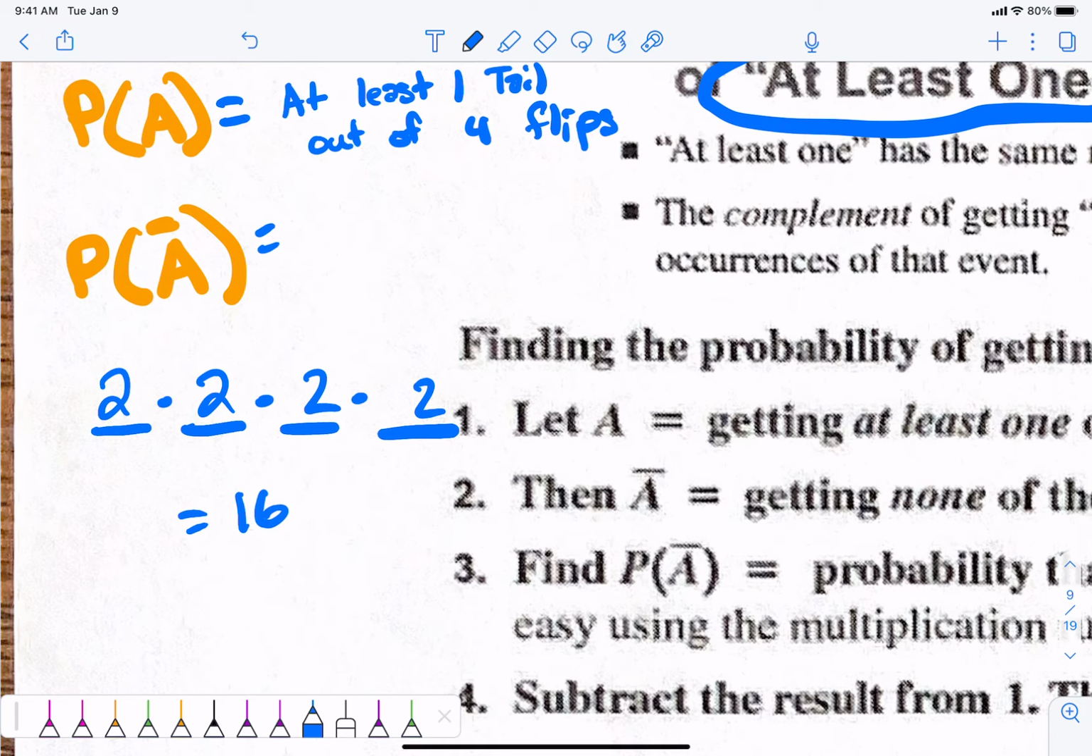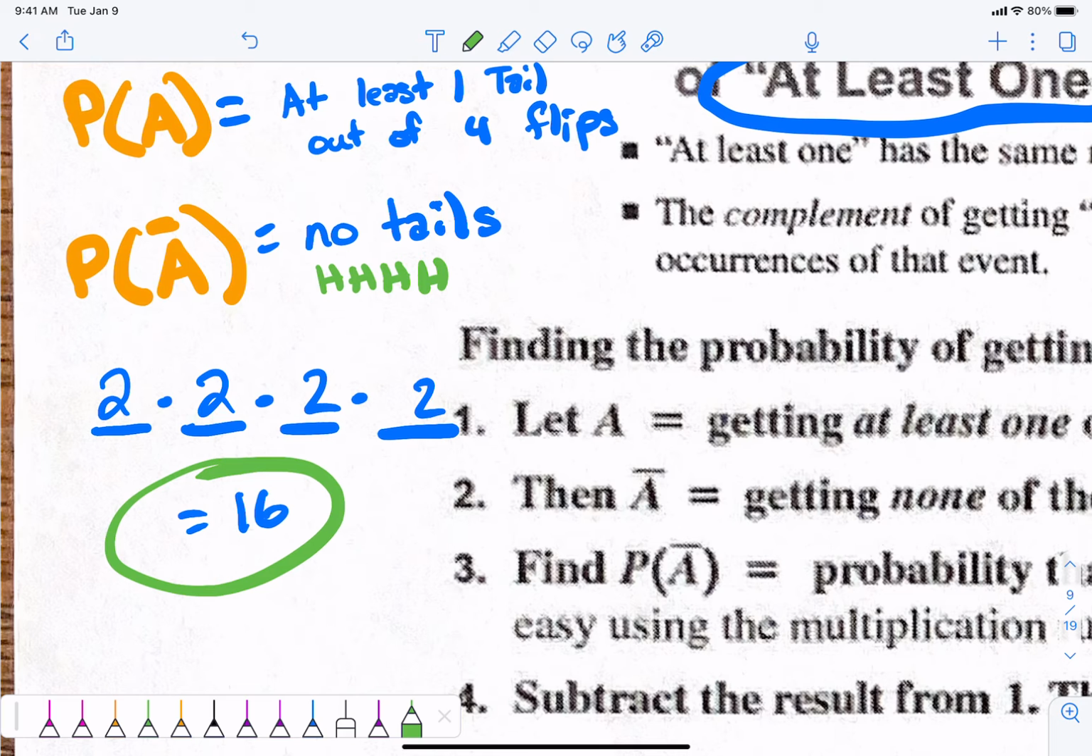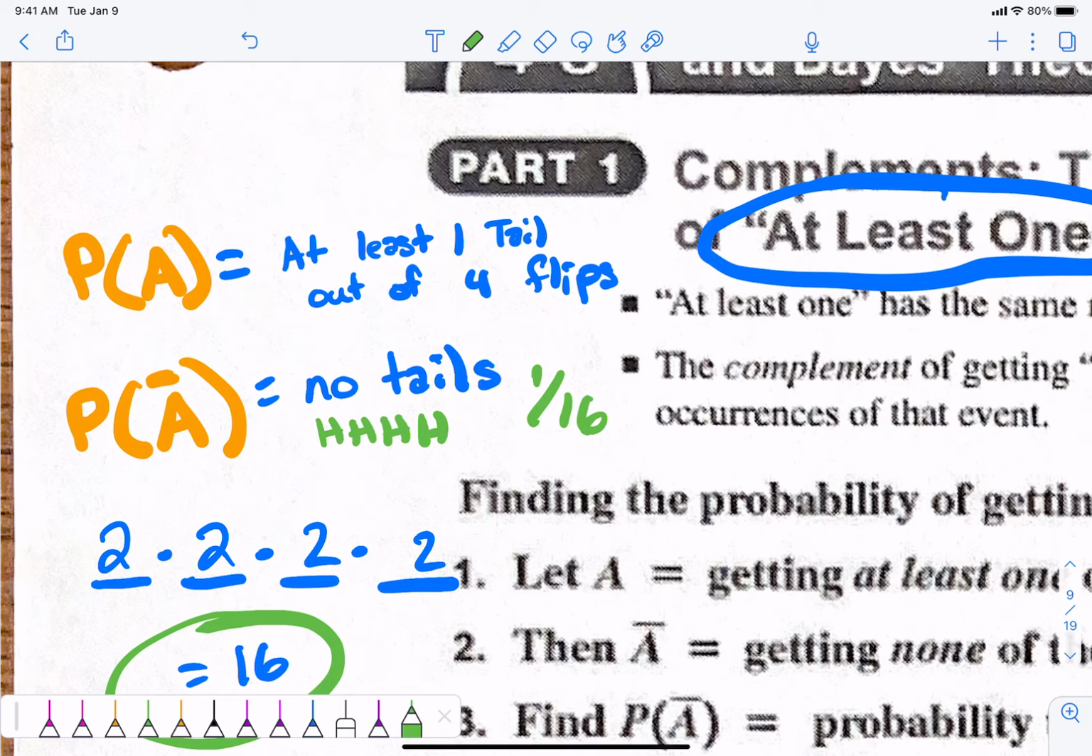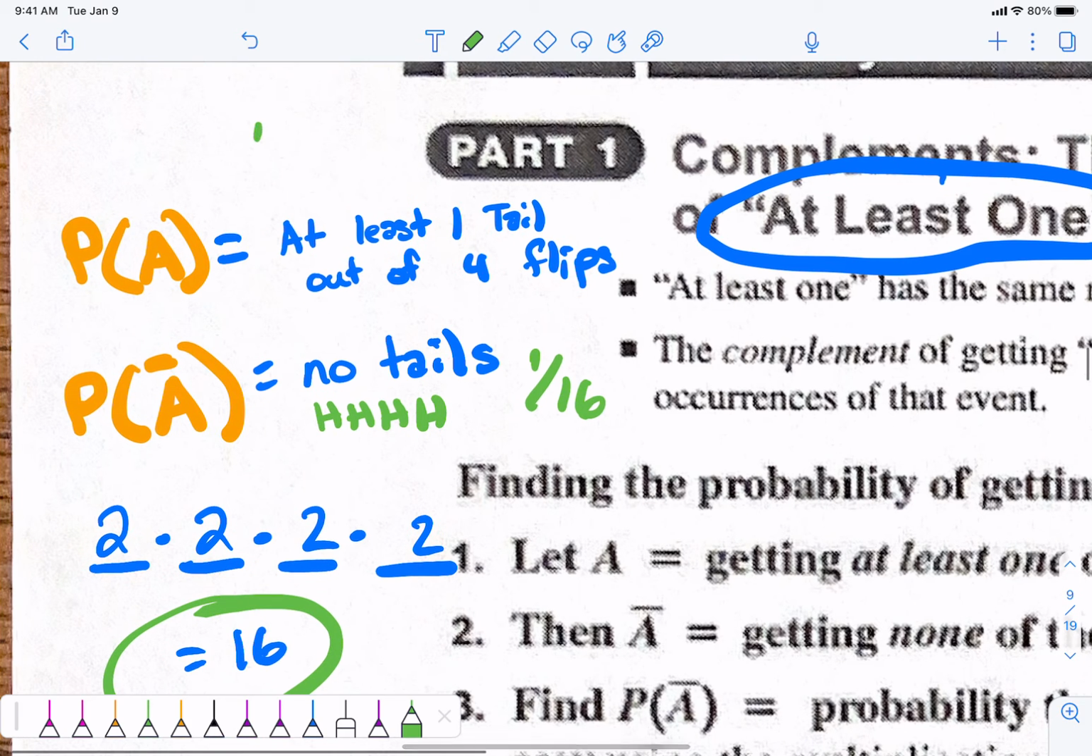Now I'm not going to write them all out like we did with the 8, because 16 is a really long list. But at least one tail, the complement of that would be no tails, right? And how many combinations have exactly no tails? One of them, and it is heads, heads, heads, heads. That is the only way that I'm going to not get at least one tail. What's the probability of getting no tails if I have 16 of them? 1 out of 16. So what's the probability of getting at least one tail? 15 out of 16. Do you see that?